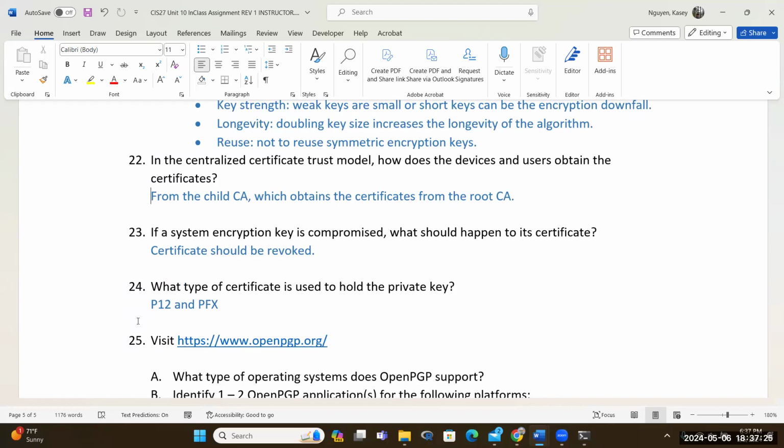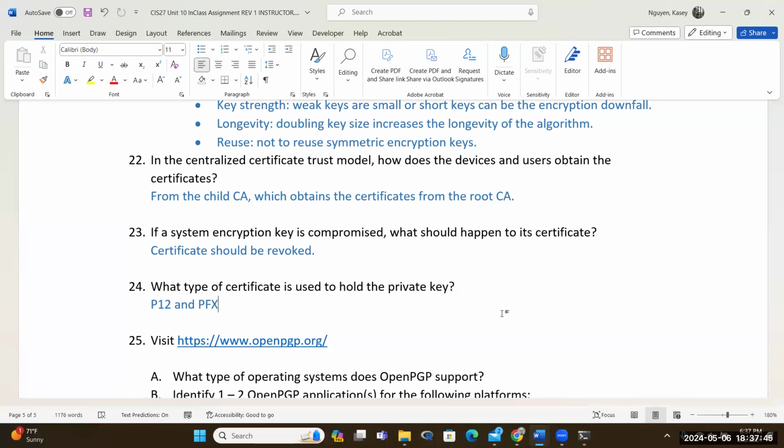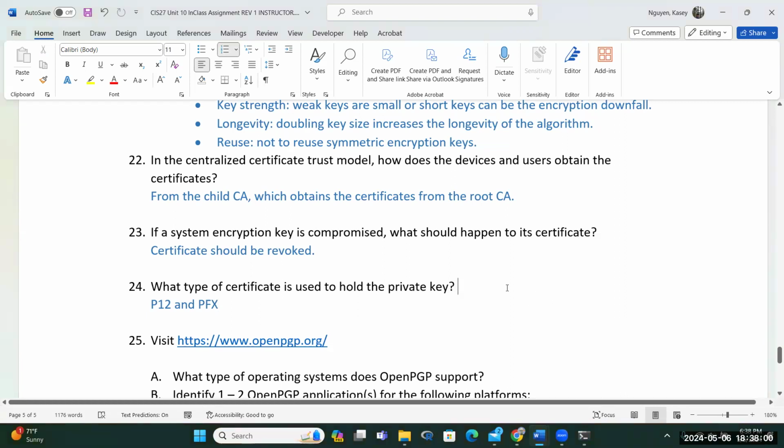What type of certificate is used to hold the private key? We would use the P12 or the PFX. I think I put some information on there for you about what these are. So the private key is used in PKI infrastructure. We generate two keys, a public key and a private key. Remember what we said about storing or holding the private key, or anytime you're doing key exchange, the process in that is very important. So a certificate's job is to hold or maintain the private key.